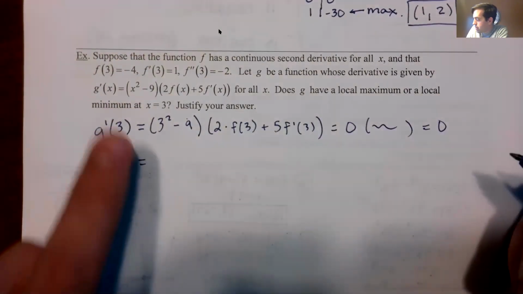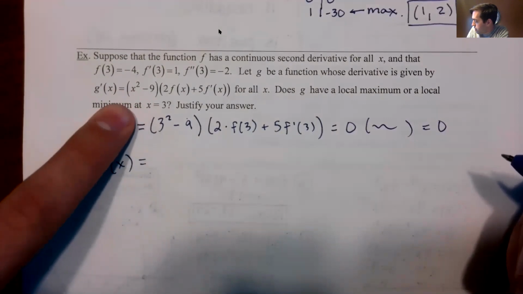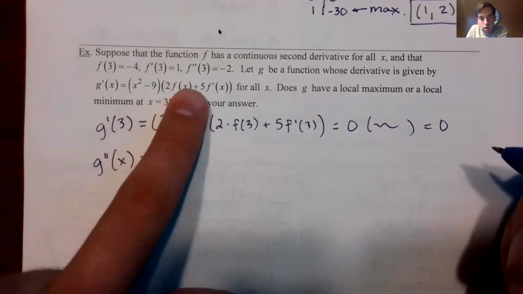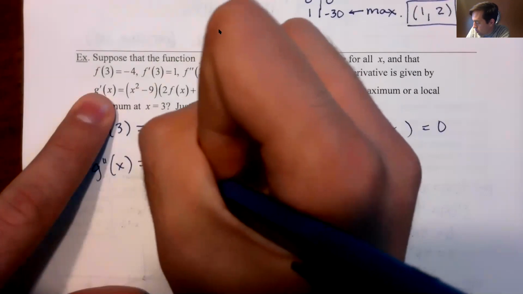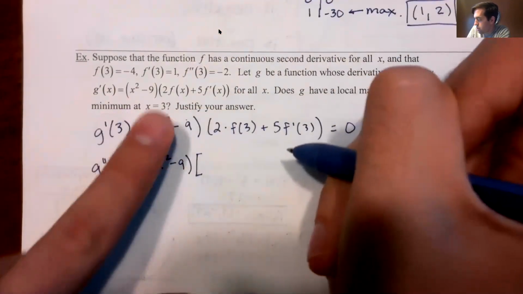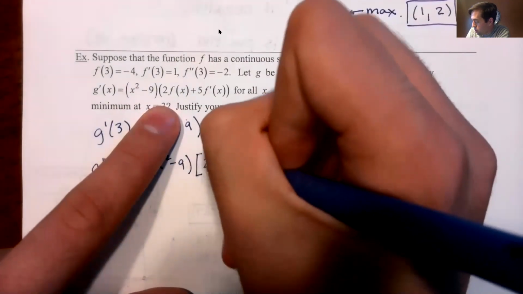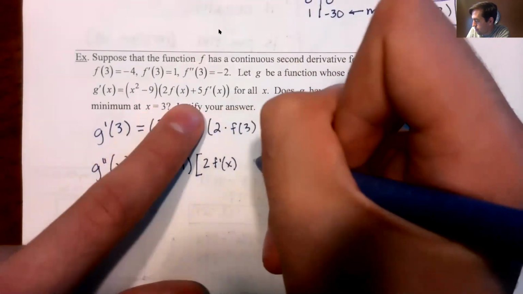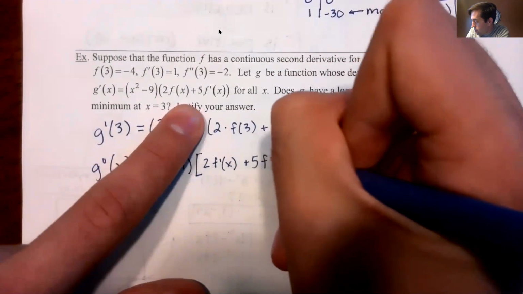which we don't have yet, so we have to find it. So this might be a little tricky. We have a product, so we're going to have to do the product rule. So it's the first times the derivative of the second. Let's see what this becomes. So we're going to have 2f prime of x plus 5f double prime of x.